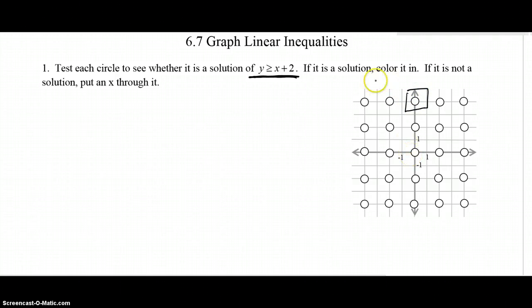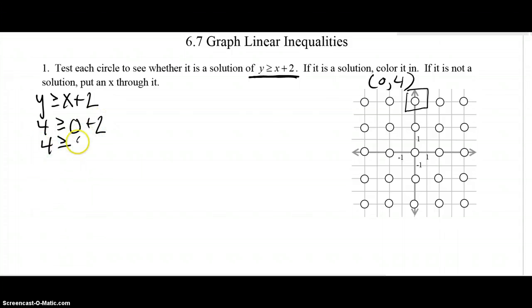This point is at x equals 0, y equals 4. So our inequality is y is greater than or equal to x plus 2. So we're going to plug in 4 for y, plug in 0 for x, and we get 4 is greater than or equal to 2. 4 is greater than 2. This is true. So we are going to color in this circle.